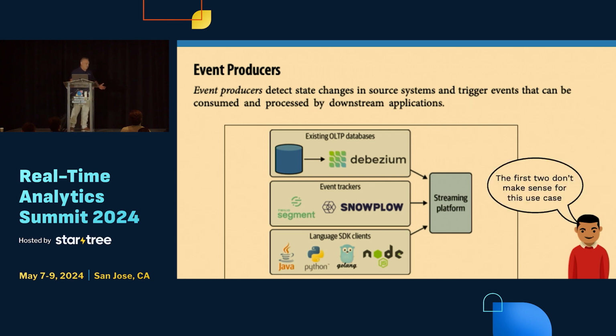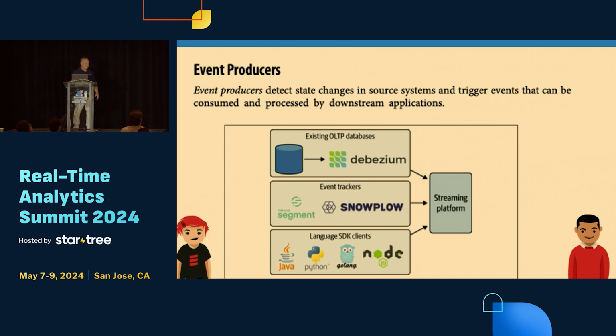So for real-time analytics, because your goal is to have low latency, the first one won't work because you're taking a data source, stuffing it into a database, which takes time, and then you're using Debezium to do the CDC, which takes time, and then you're putting it into your streaming platform. So you're introducing a lot of latency that you don't necessarily need to have. The second one, event trackers, doesn't really make sense for this particular use case, the data set that they pick, and so they say, okay, we're going to use just SDKs, which is what's left.